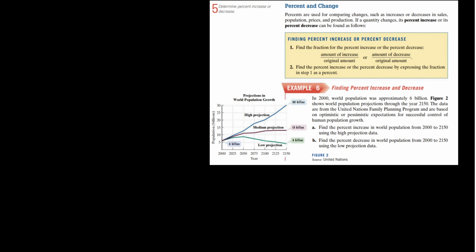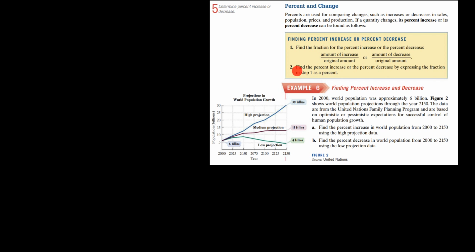The good news is that if you're trying to find a percent increase or a percent decrease, the formula is pretty much the same. So if I want to find the fraction for the percent increase or percent decrease, it's just the amount of increase or decrease divided by the original amount. Super duper easy. These things do have to be kind of memorized, but as you do it, in 5 minutes, it's going to come pretty natural to you if it is not already.